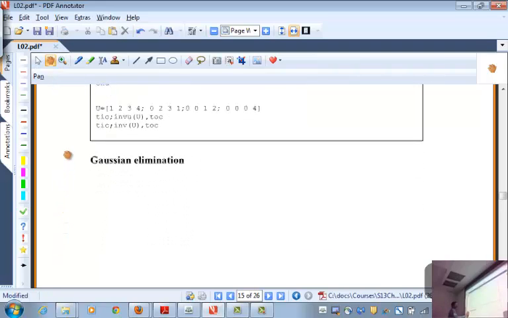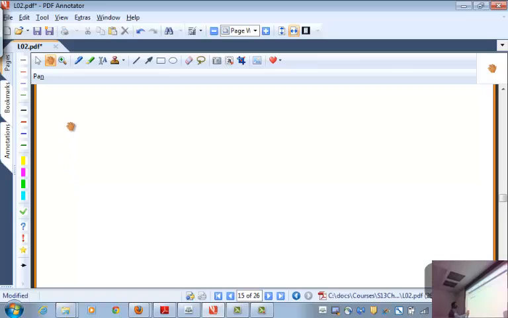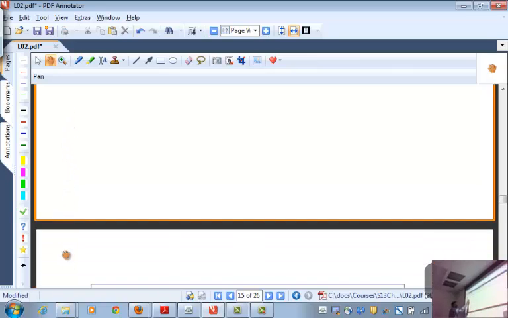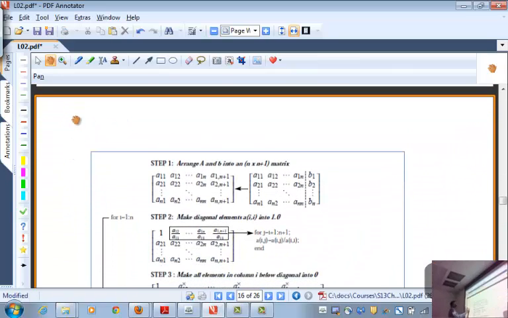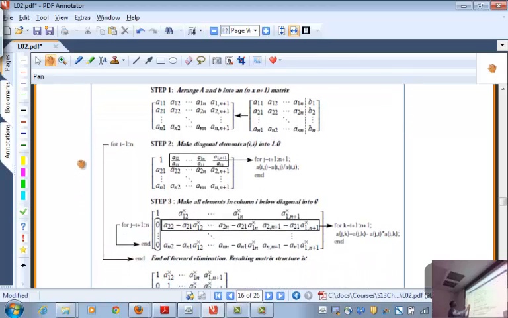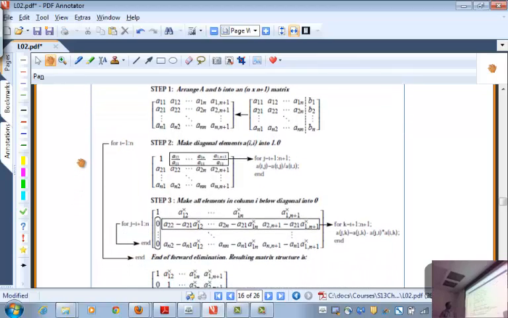Now, Gaussian elimination. I just have one picture to talk about. Again, I think you have seen this, but it illustrates how the process works, what the transform matrix contains, and how it is related to the LU decomposition. Gaussian elimination is one of the bread and butters of solving systems of linear equations.